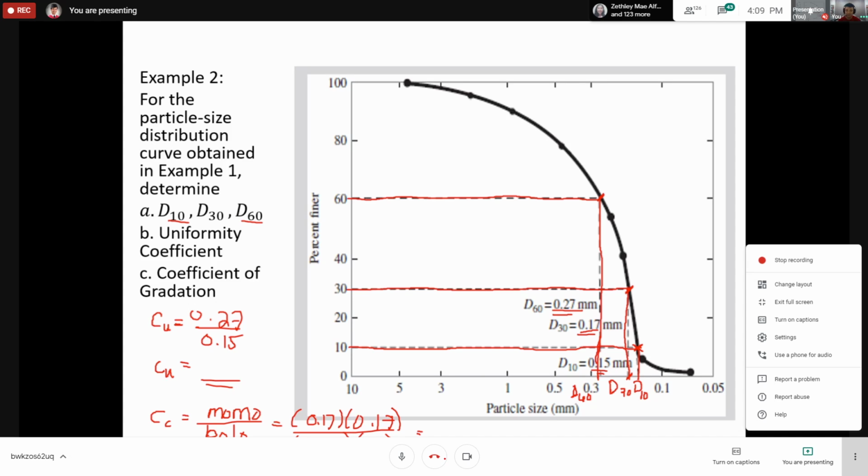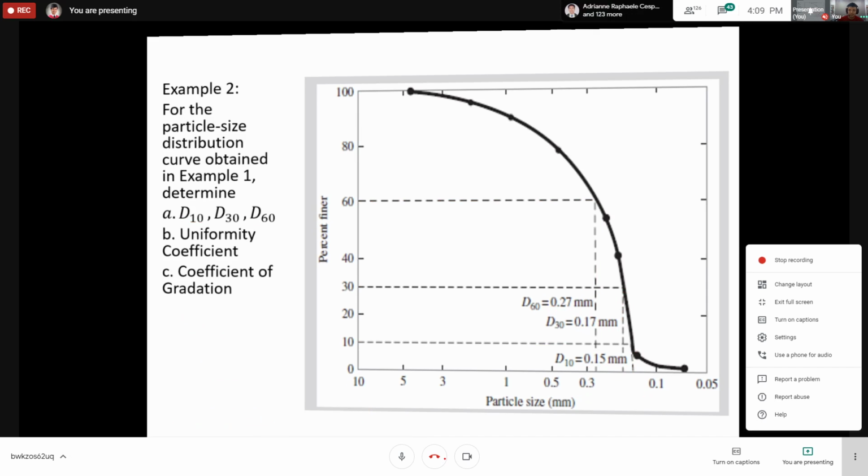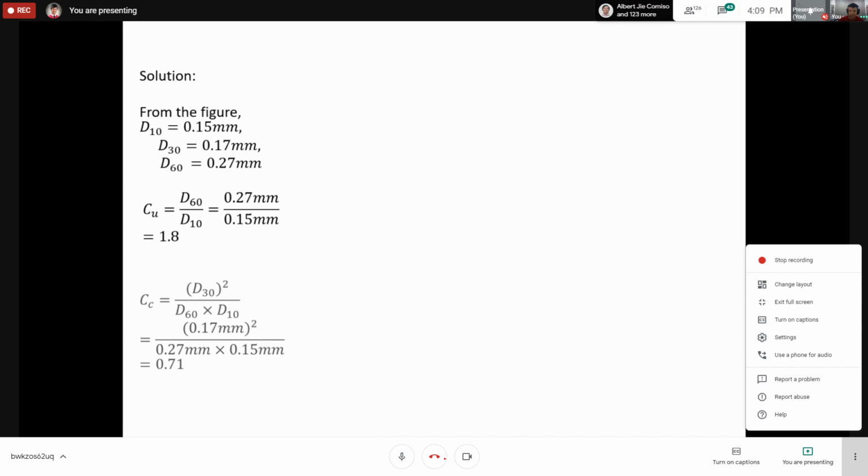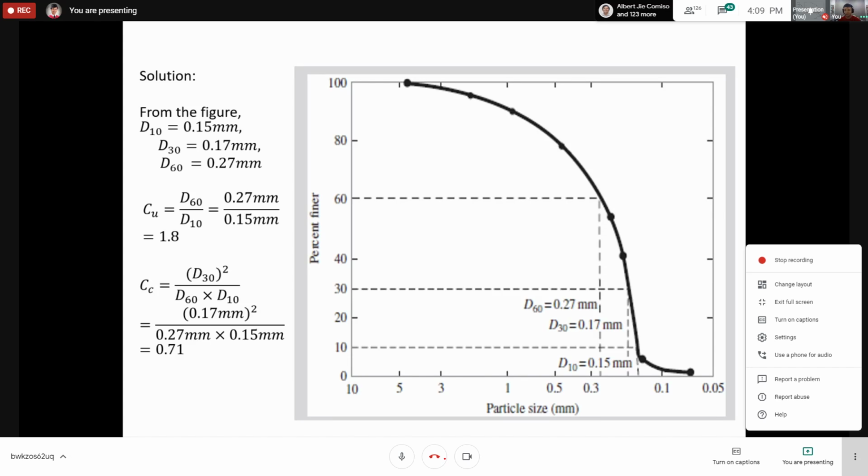So that's what you determine so far in this chapter. Your work is easy there. Okay? So, the uniformity coefficient is 1.8. The coefficient of gradation is 0.71.